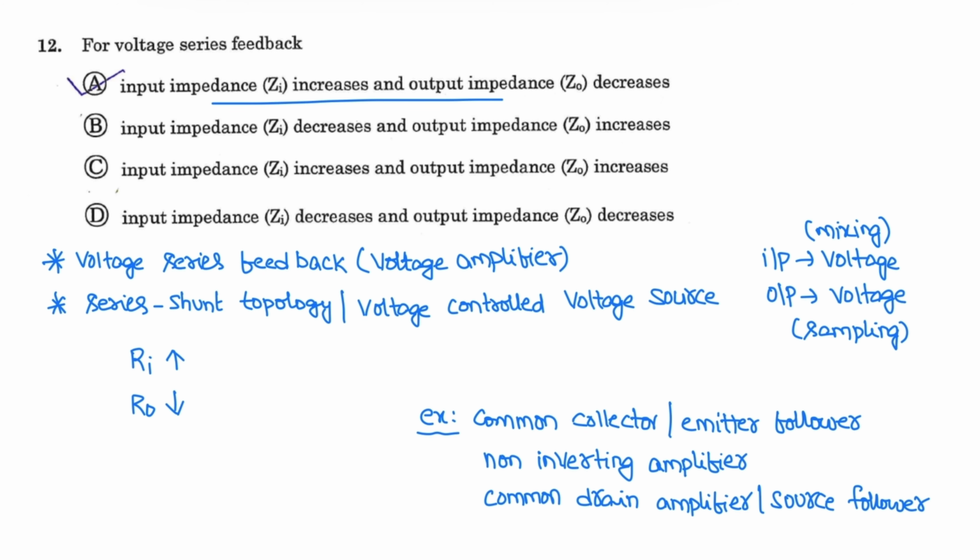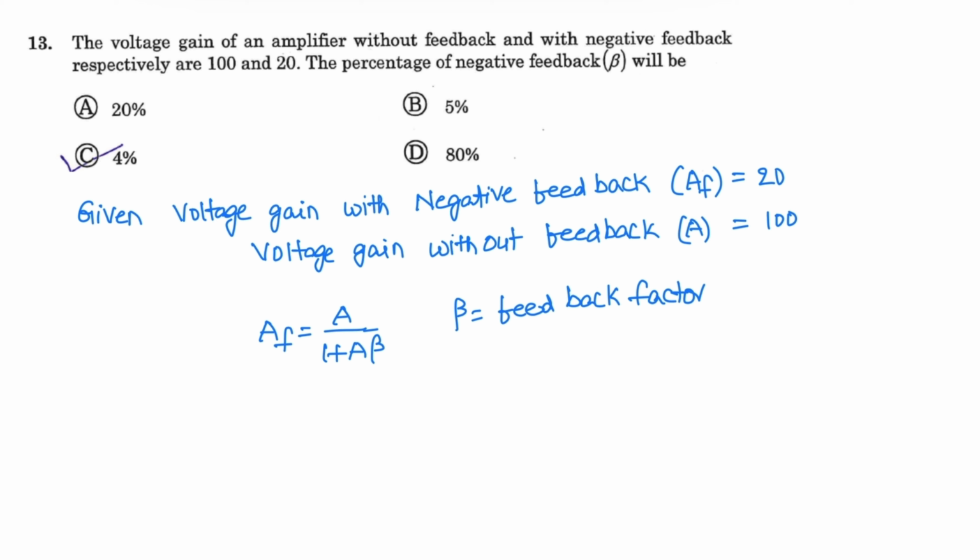Next question. The voltage gain of amplifier without feedback is 120. So in the question they have given voltage gain with negative feedback, it is represented with AF, it is 20, and voltage gain without feedback, it is 100. So we know that they ask to calculate the value of feedback factor, feedback network gain, that is beta.